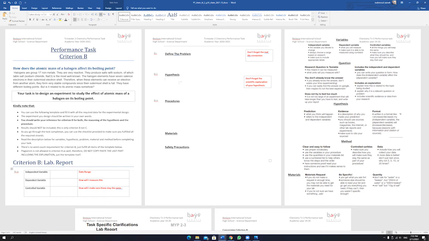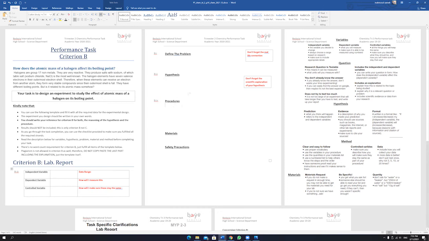The next step is to write the hypothesis. So your hypothesis should be in that format: if, then, because, the famous format of the hypothesis. If I increased or decreased the independent variable, then the dependent variable will increase or decrease because, and you should write the explanation that you got from Google.